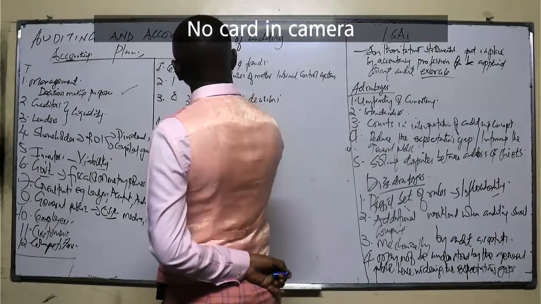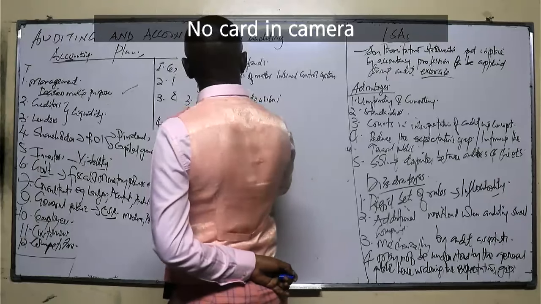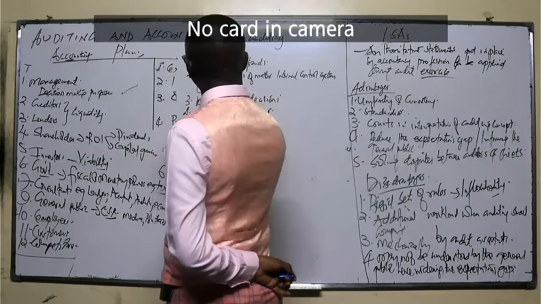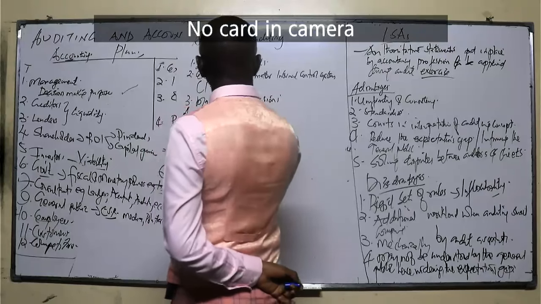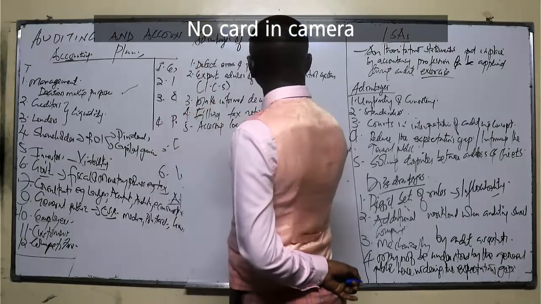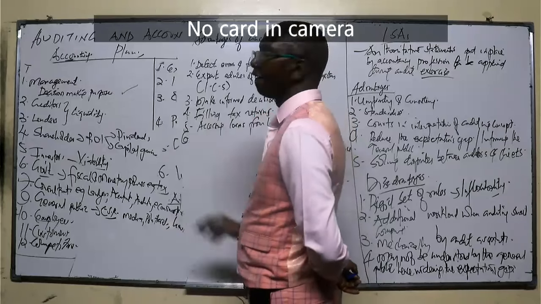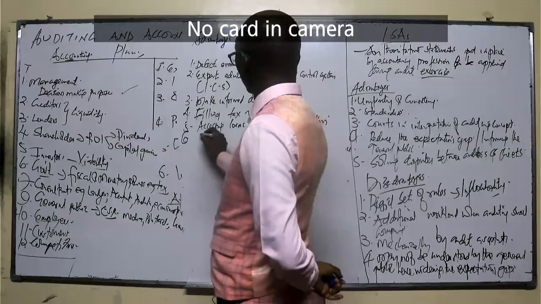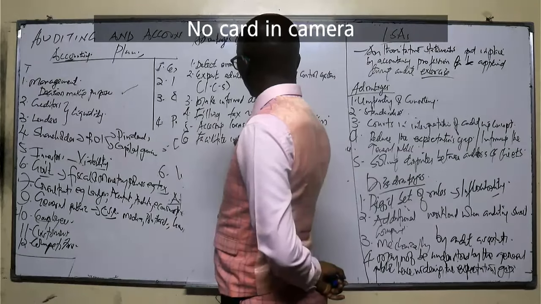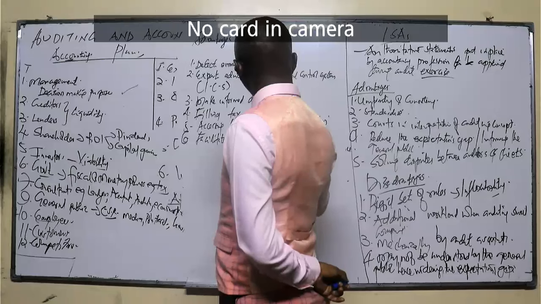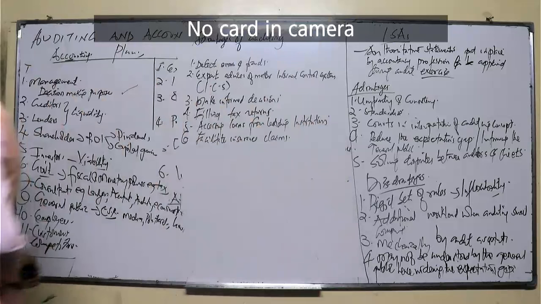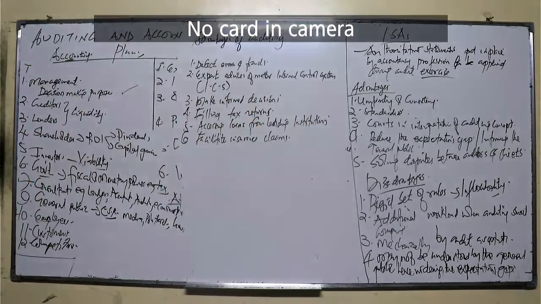Number three, you're able to make informed decisions. Number four, filing tax returns. Number five, accessing loans from lending institutions. Number six, insurance claims. Number seven, credibility. Excellent. Yes.